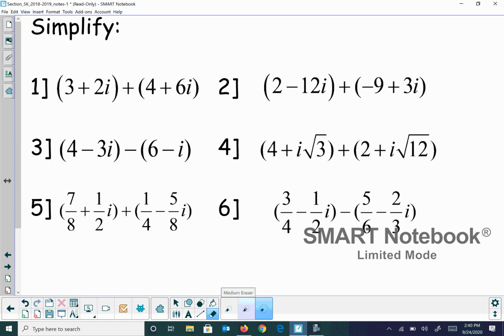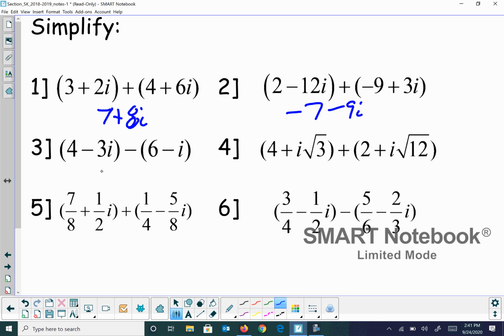All right, so when we're doing these problems, like we said before, we're going to add the real parts. So the 3 and the 4 give me 7, plus 2i plus 6i is 8i. So we're treating the i like a variable, even though it's not. It follows the same rules, though. 2 minus 9 is negative 7. Negative 12i plus 3i is negative 9i.